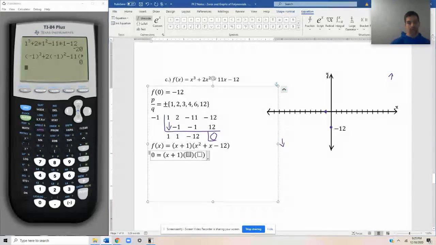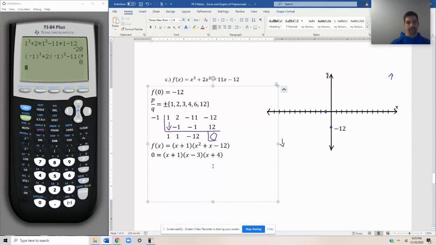It factors into two binomials. We know that the first term of each would be x and x because they have to multiply together to give me x squared. I should know that the factors of negative 12 would yield one positive number and one negative number. And then the factors of 12 that would work in this would be negative 3 and positive 4, because if I distributed through there, I would come up with a positive x. So this is the complete factorization for f of x: x plus 1, times x minus 3, times x plus 4.